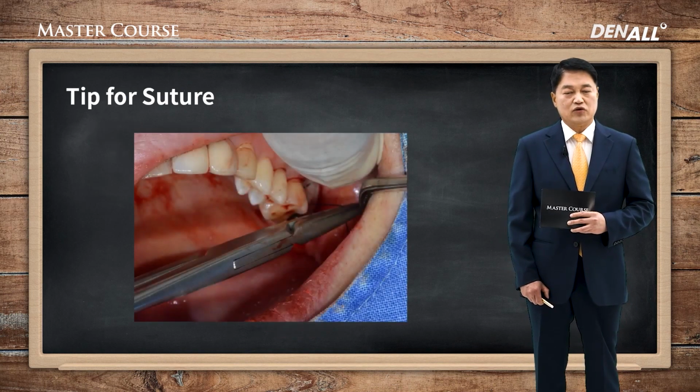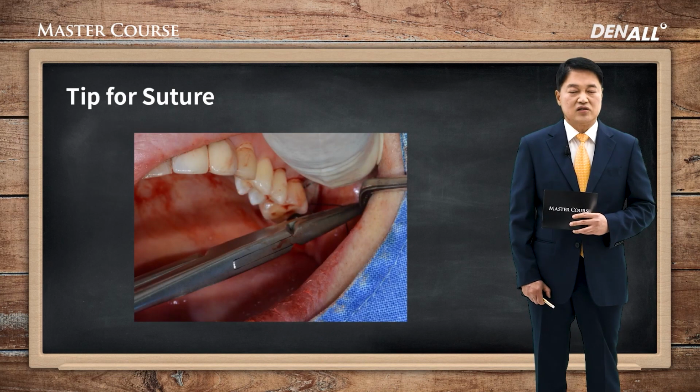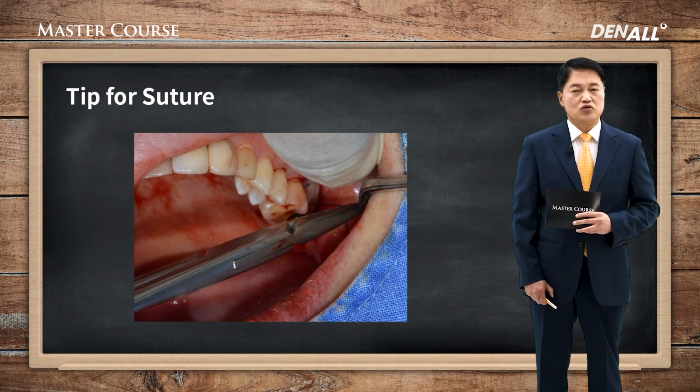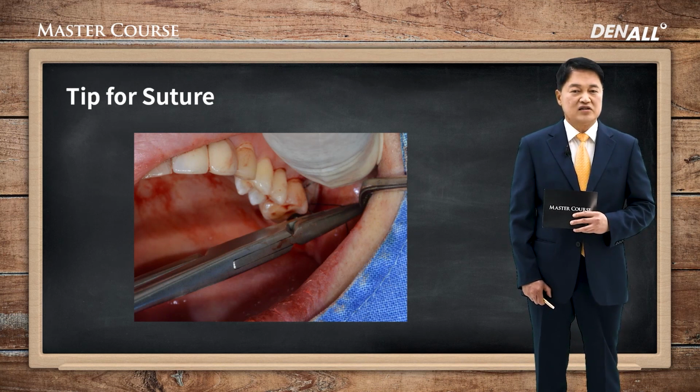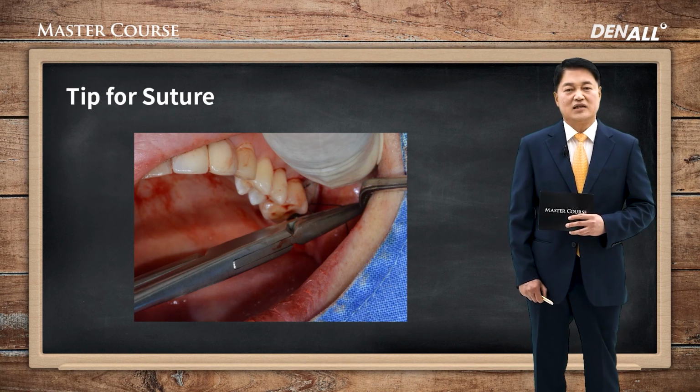And for a good suture, again, close to the mouth, your finger goes in, and with one finger you hold the needle, and with the other finger you hold the silk to tug and pull, and that is the tip for a good suture.